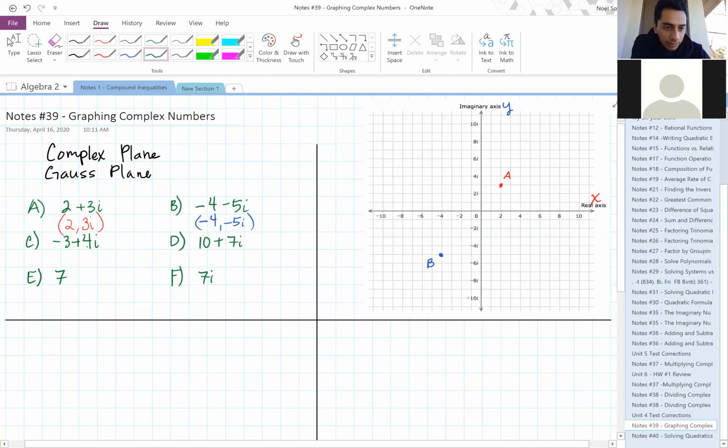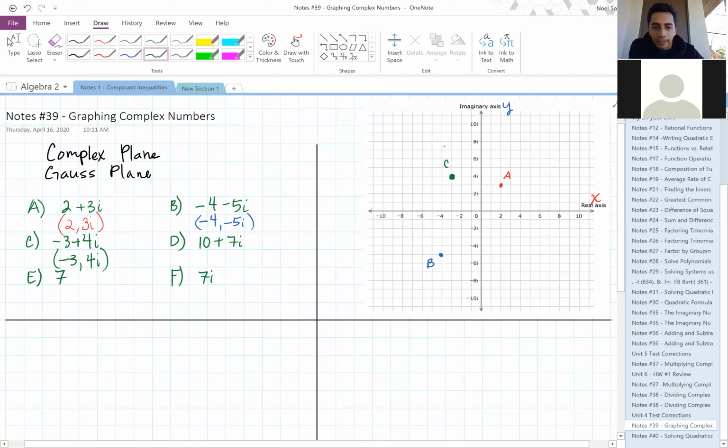For -3 plus 4i, that means that the real value is -3, but the imaginary value is a positive 4i. Okay, so that's our coordinate. Now we can say -3 to the left on the real axis, and then up 4 because it's a positive 4, so we go up. And we can put a point right here. Okay, and we can call that point C.